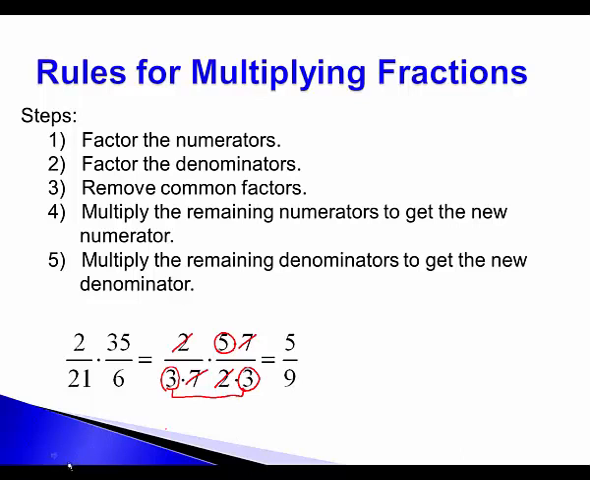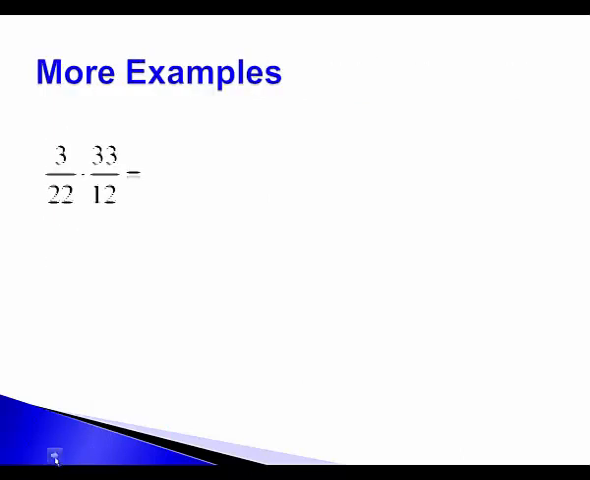Now, let's look at some more examples because I realize that 1 is probably not sufficient for us to do. Our next example is 3 over 22 times 33 over 12. Now, if you're feeling pretty good at this, you may want to write this problem down and see if you can work it. Otherwise, you can follow along with me just to get another one under your belt.